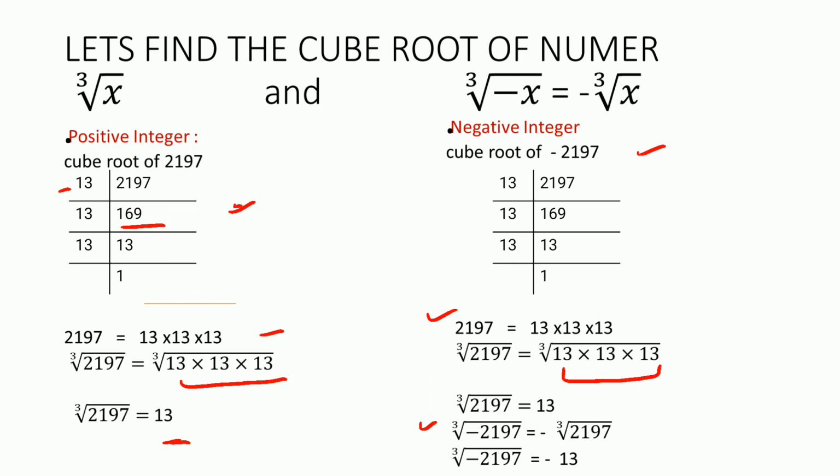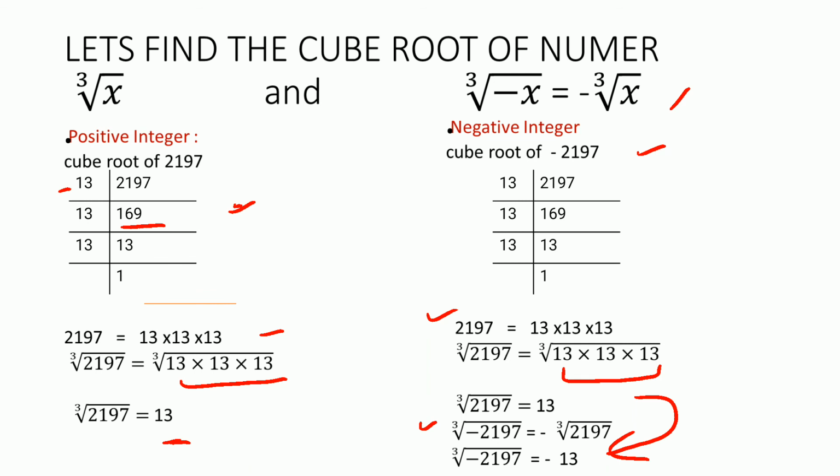Now you will write again the statement, cube root of minus 2197. That will become equal to minus the cube root of 2197. You have to write the minus sign outside the cube root. Okay, now you will get your answer. Cube root of minus 2197 is equal to minus 13.